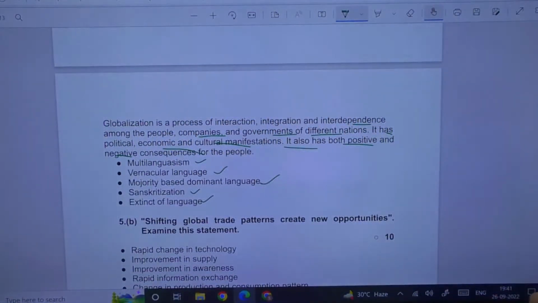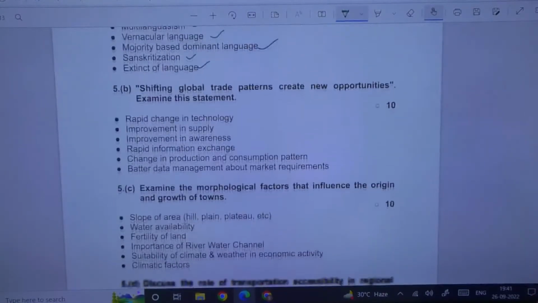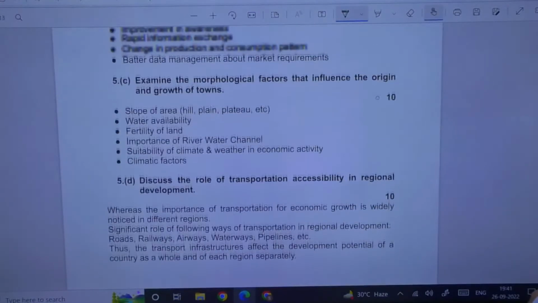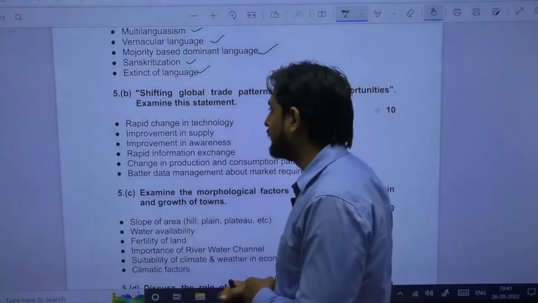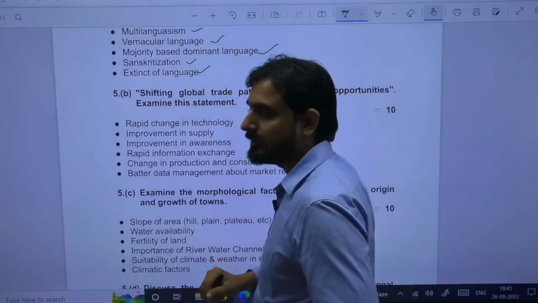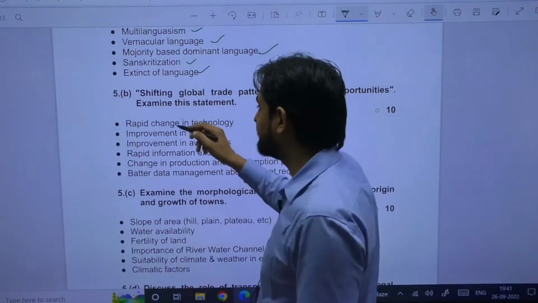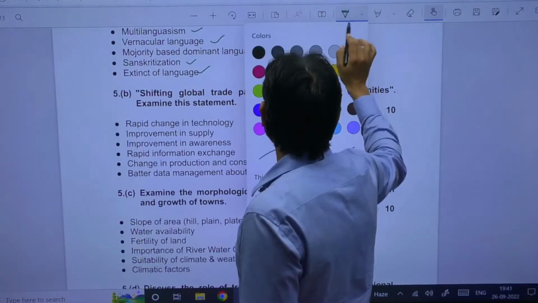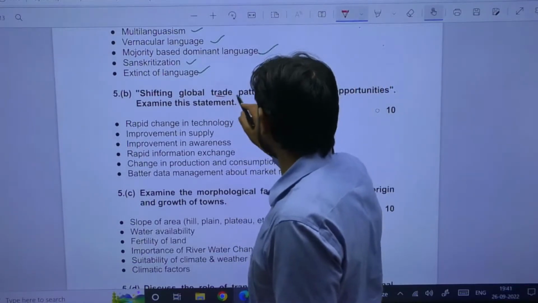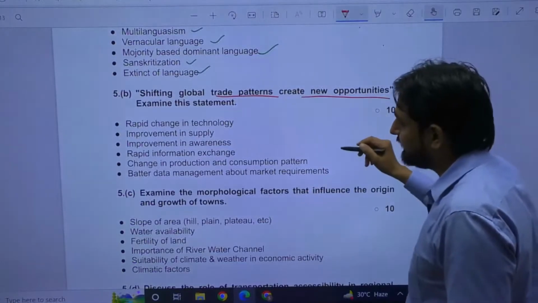Now globalization has already led to extinction of some languages. They are either extinct or on the verge of extinction. Now, shifting global trade pattern. Shifting global trade pattern creates new opportunities.